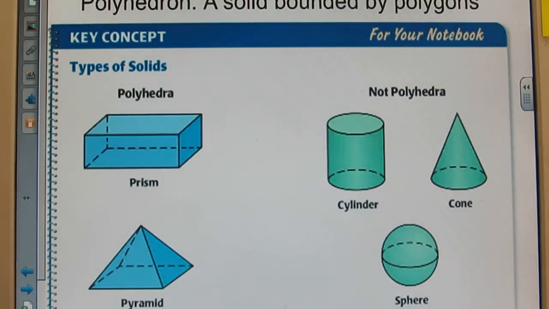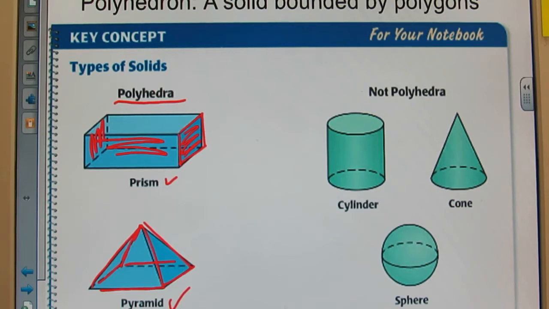So a polyhedron is a solid bounded by polygons. You can see polyhedra right here. This here is a prism, and this is one of the faces right here. Here's another face. Here's a face on this side. So this is a prism polyhedra, and those are all polygons. This one here is a pyramid, and you're going to learn more about these further into the chapters. These are both made up of polygons.